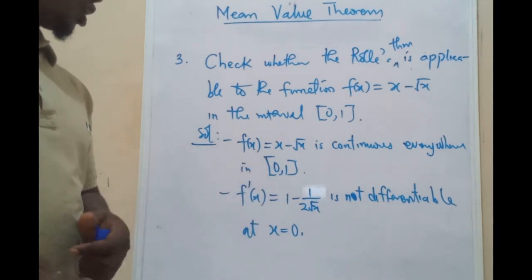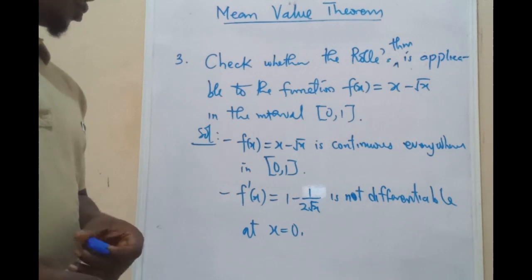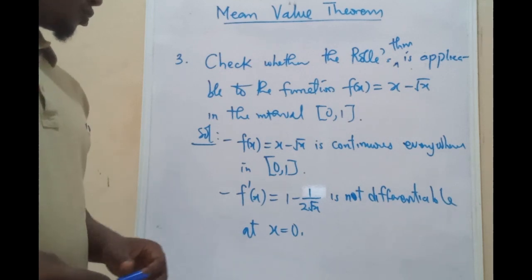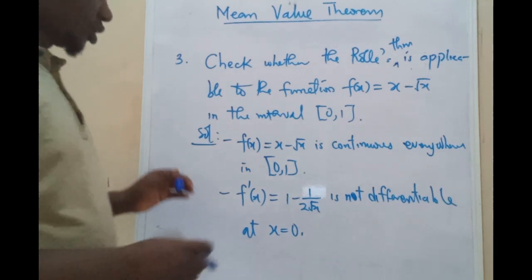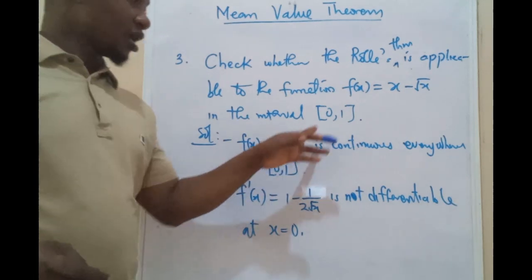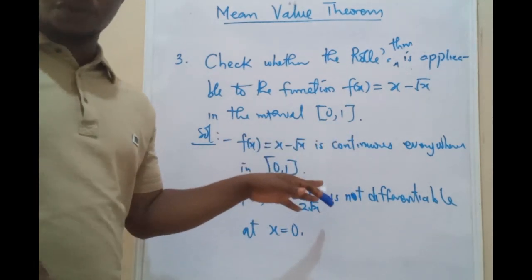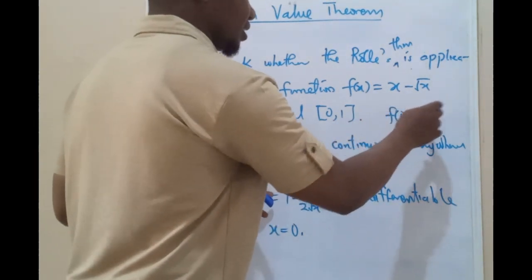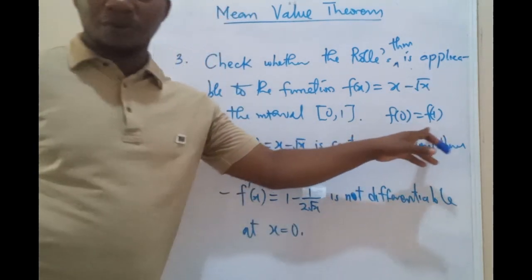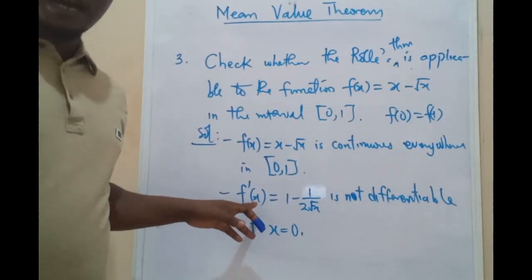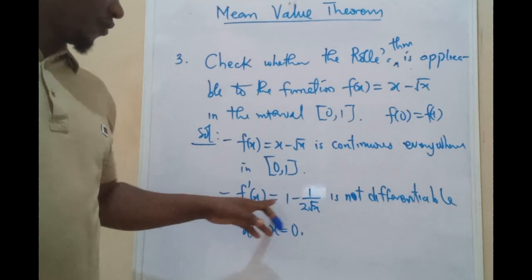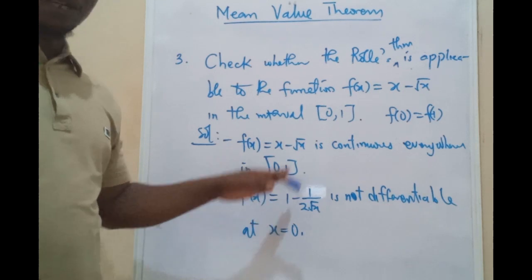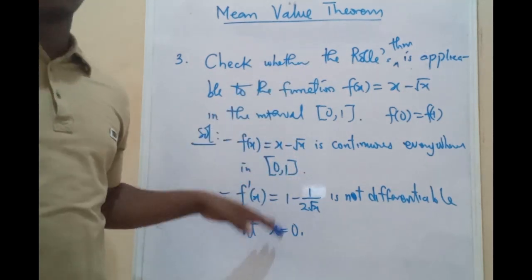we say this can't hold. Even though f of 0 is 0 and f of 1 is also 0, even though f of 0 and f of 1 are the same, because f of x is not differentiable at 0, the Rolle's theorem is not applicable.